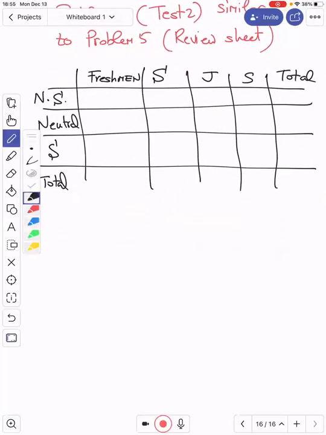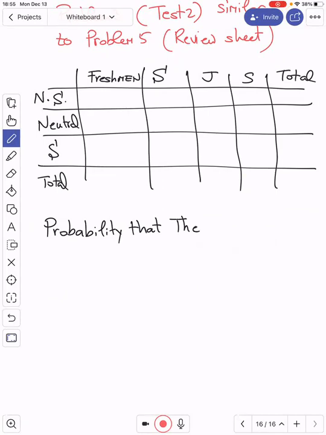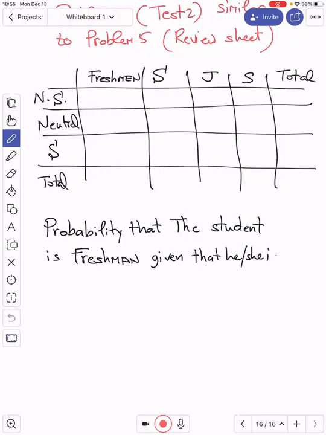So for example, you want to find the probability that a student selected at random is a freshman, given that he or she is satisfied. So this is the probability that the student is freshman, given that he or she is satisfied, right?